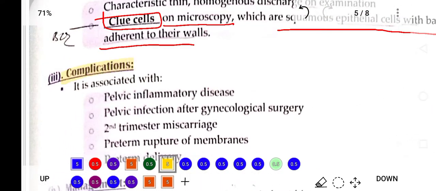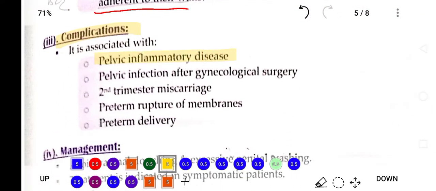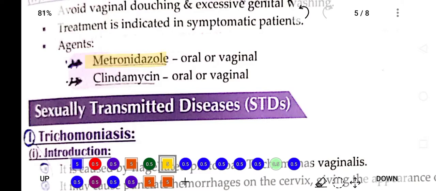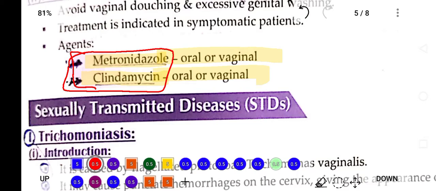Now, the complications of this disease are that pelvic inflammatory disease can occur, pelvic infection after gynecological surgery, second trimester miscarriage, preterm rupture of membranes, and preterm delivery can occur in this disease. So, the management for this disease is that metronidazole should be given, and clindamycin should be given, orally or vaginally. Both of these, clindamycin and metronidazole, are given orally or vaginally. In this way, we can prevent occurrence of bacterial vaginosis.